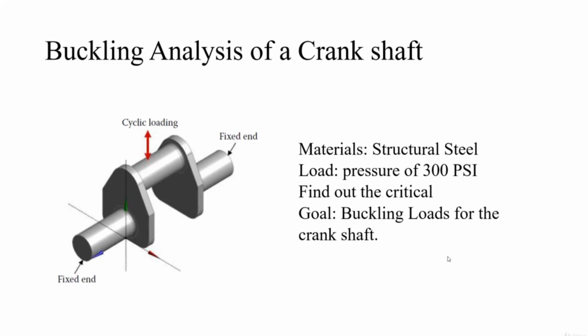Problem: we are going to perform a buckling analysis of a crankshaft. This crankshaft is made up of structural steel and a load of 300 psi is applied onto this face, and there are these two fixed ends. Now we need to find out the critical buckling load for this crankshaft as well as the buckling modes using ANSYS Workbench.